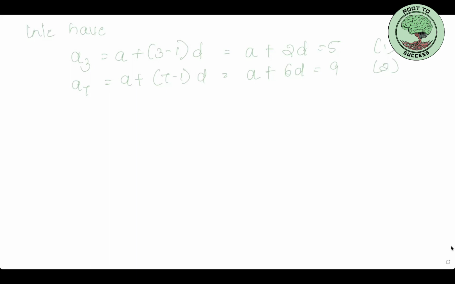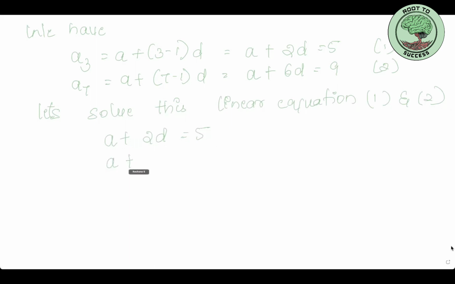Let's solve both of these linear equations, equation 1 and 2, that is A + 2D = 5 and A + 6D = 9. Subtracting.